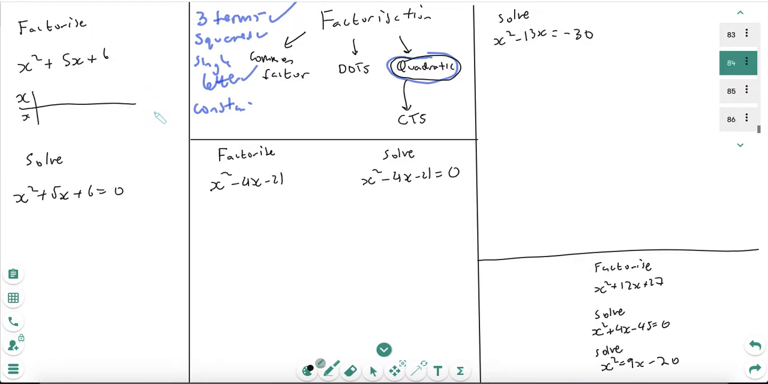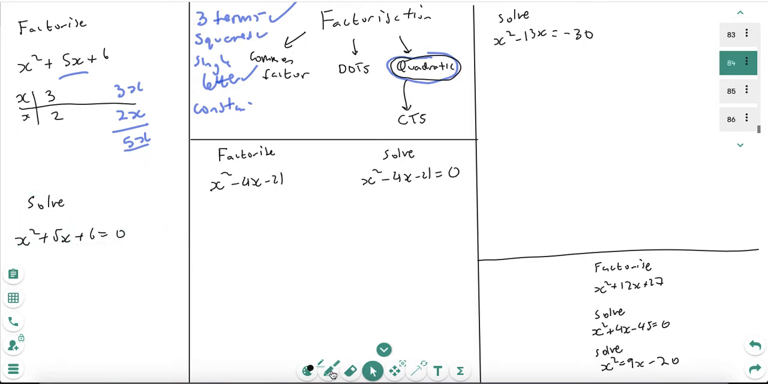Any other numbers that multiply to 6? Well, how about 3 and 2? So let's double check. x times 3 is 3x. x times 2 is 2x. 3x plus 2x is 5x. Ooh, they match. Lovely. Okay. Now what you're going to do is open up 2 brackets. And you're going to combine the terms diagonally. Very important, you do it diagonally. So it's x and positive 2 and x and positive 3. And we've factorized it, okay?